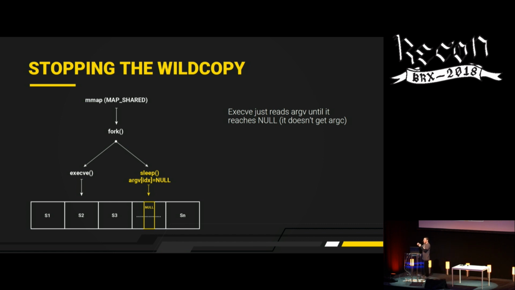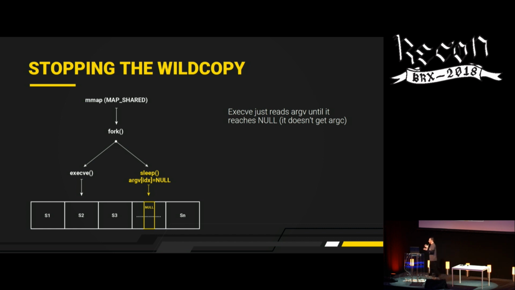Now, the function will detect this inconsistency, and it will stop, and it will return an error. But I don't care about that error, because that error stopped the wild copy for me, and at this point, I already corrupted the page pool.